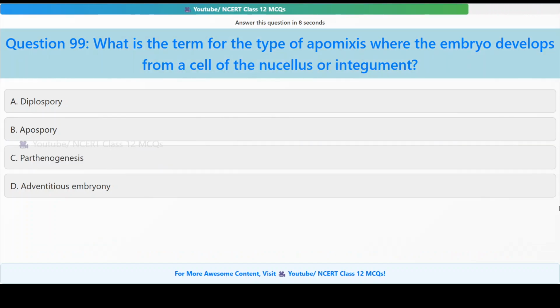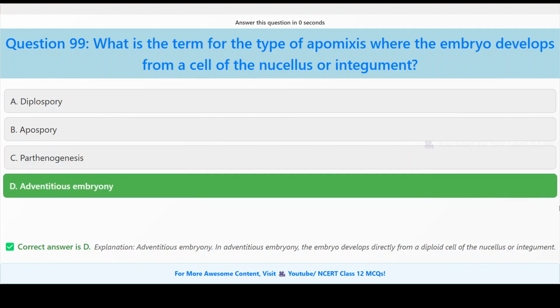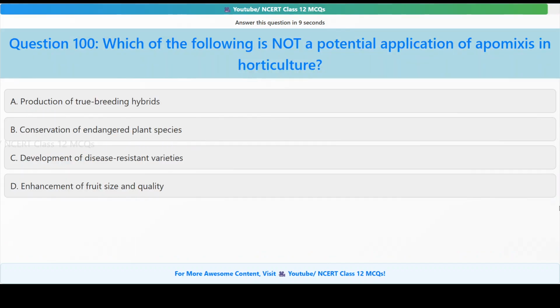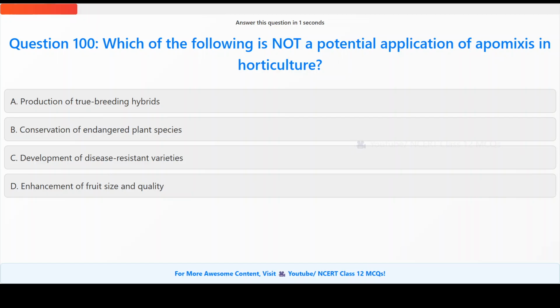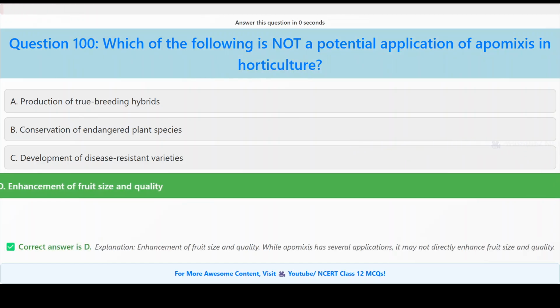Question 99. What is the term for the type of apomixis where the embryo develops from a cell of the nucellus or integument? Adventitious embryony. In adventitious embryony, the embryo develops directly from a diploid cell of the nucellus or integument. Question 100. Which of the following is not a potential application of apomixis in horticulture? Enhancement of fruit size and quality. While apomixis has several applications, it may not directly enhance fruit size and quality.